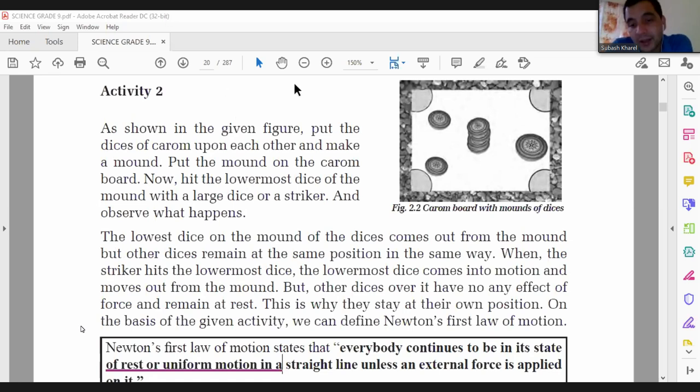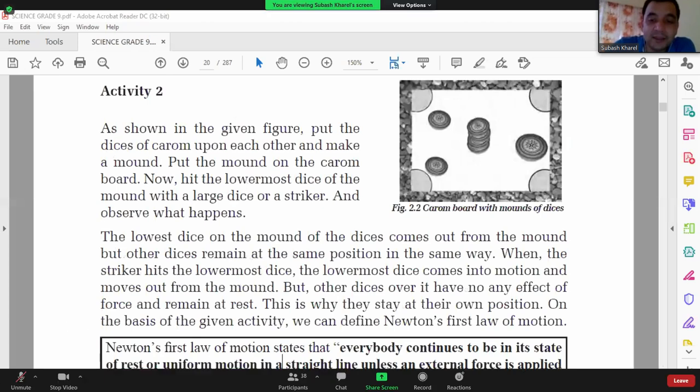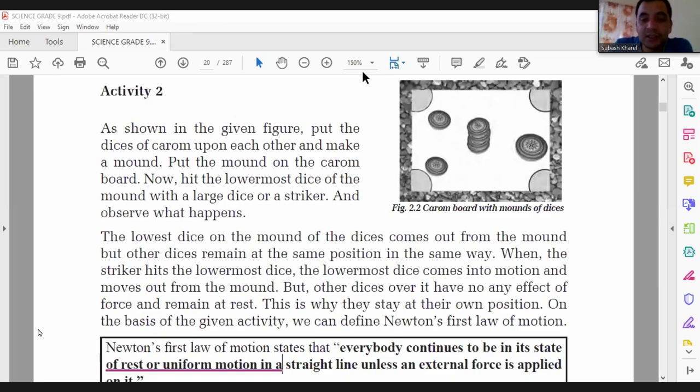Can you define it yourself? Force is an external agency that does what? Does it change, or does it try to change? What should we say? What is force? Change or try to change the state of body from rest to motion or motion to rest, right? Force is an external agency. So what is on your screen?